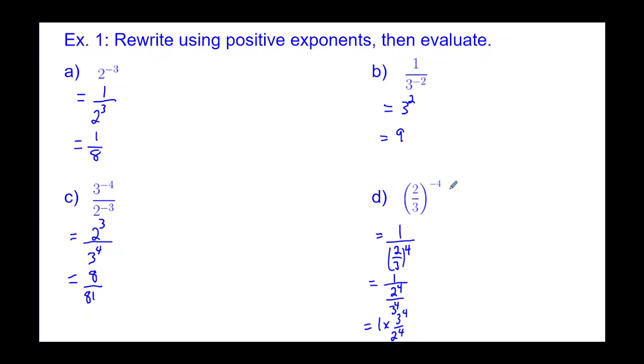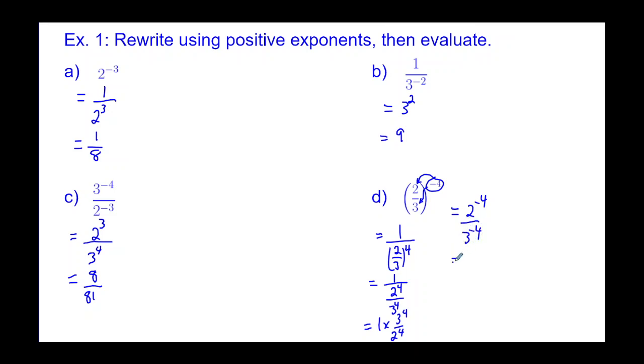The other alternative here is to just apply the exponent to both the numerator and the denominator right away. I think it avoids that sort of 1 over part. So we get a 2 to the negative 4. That exponent of negative 4 applies to both the numerator and the denominator. So 2 to the negative 4 divided by 3 to the negative 4.